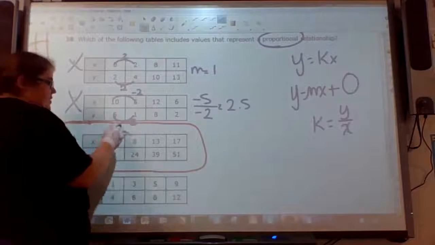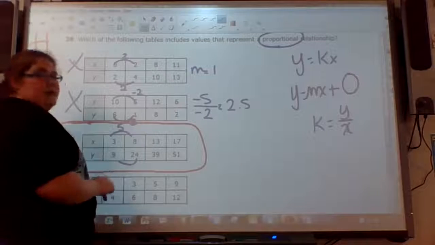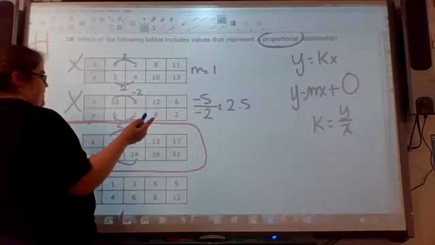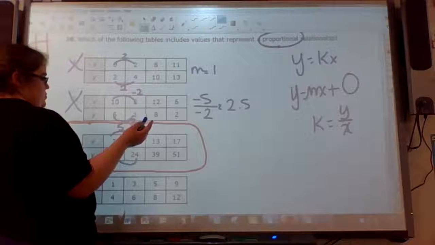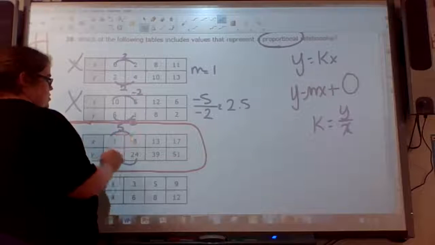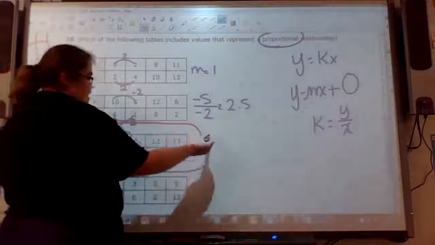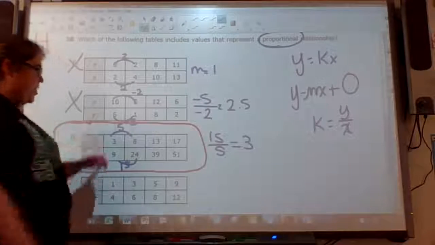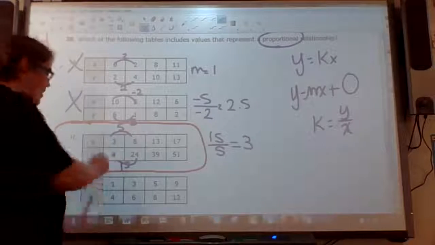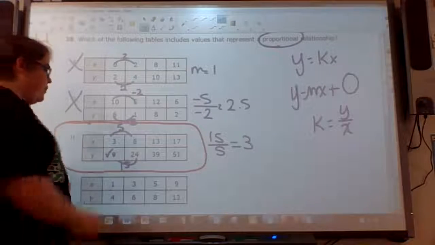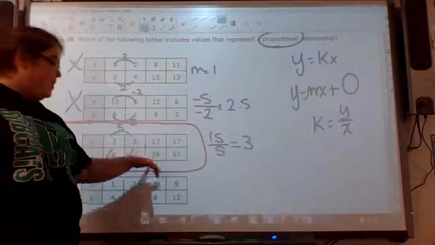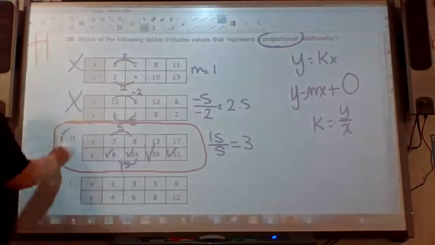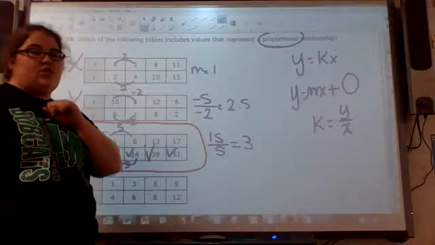8 minus 3 is 5. 24 minus 9 is 15. So y divided by x is 15 divided by 5, which is 3. So 3 times 3, is that 9? Yes. 8 times 3, is that 24? Yes. 13 times 3, 39? Yes. 17 times 3, 51? Yes. So it's proportional. I'm not having to do any extra work.